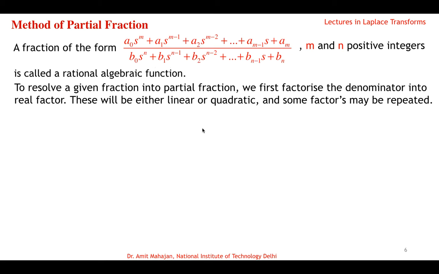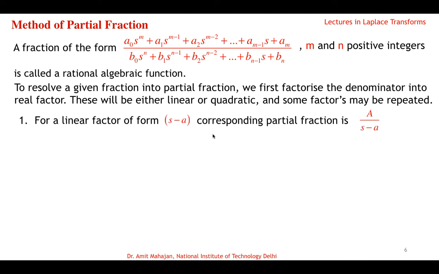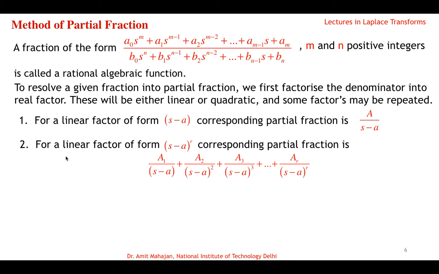Okay, so if you have a linear factor which is non-repeated, meaning that the order is 1, then the corresponding partial fraction will be A over s minus a. So for a linear factor of the form s minus a, the corresponding partial fraction is A over s minus a. Okay, so if this linear factor has a power of say r, then the corresponding fraction will be a sum of fractions.